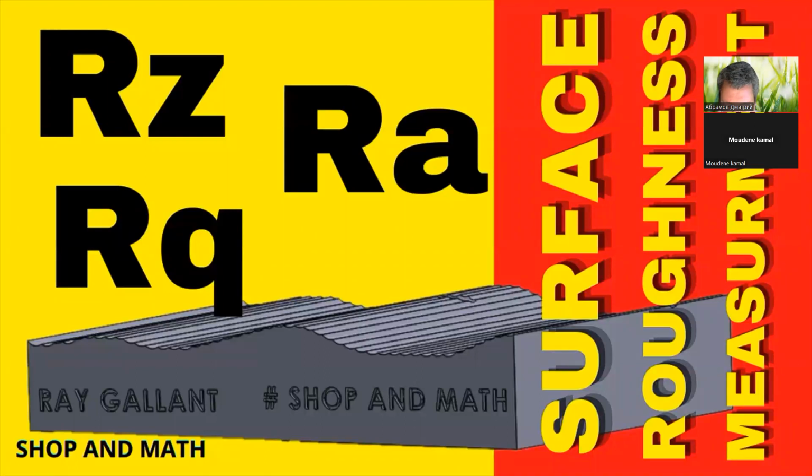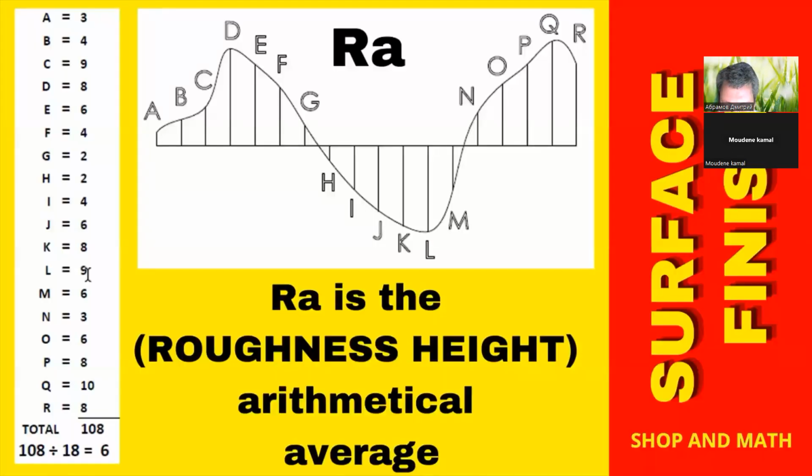Typical ways of obtaining surface roughness measurements are RA, RQ, and RZ. And here's a brief explanation of each. RA is probably the most popular we're going to use. RA is the roughness height, arithmetical average.